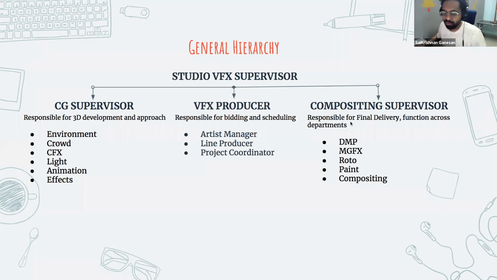And we have a compositing supervisor, who is responsible for the final delivery and the function across the departments. The departments that come under him are DMP in general. Most of the companies have a DMP supervisor, but they will relate with the composite supervisor. They will be having a close tie-up with the compositing supervisor. The reason is there will be a lot of projections to be done. So the compositing supervisor will tell them how they require the layers. So DMP comes under him, MGFX comes under him, Roto, Paint, and of course compositing comes under him. So the compositing supervisor basically will do the quality check on the following departments when it comes inside.